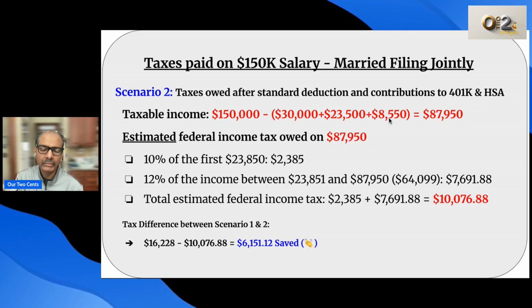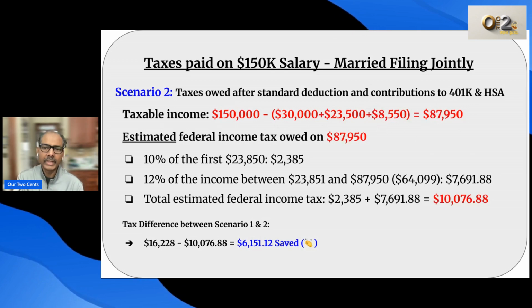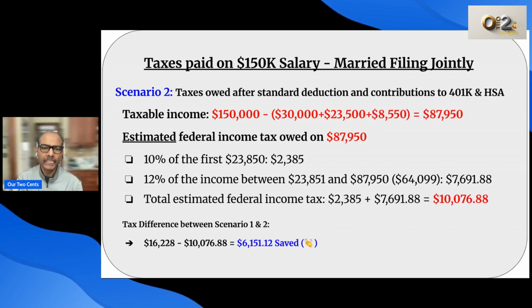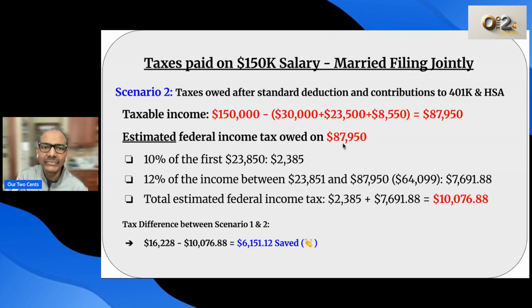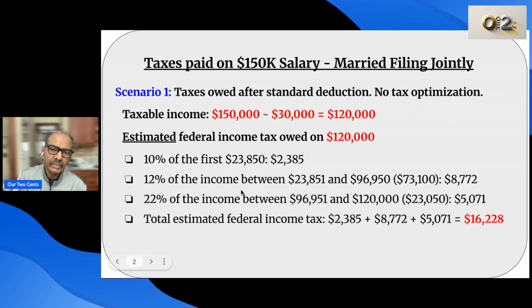So if you add all of these and deduct from your total income, your taxable income becomes $87,950, and you can see compared to the previous scenario, there's a significant drop in your taxable income. And then if you get taxed on $87,950, you get 10% for the initial amount and then 12% for the difference. You dropped one tax bracket compared to the previous one, right? At $150,000, you had the third tax bracket as well.